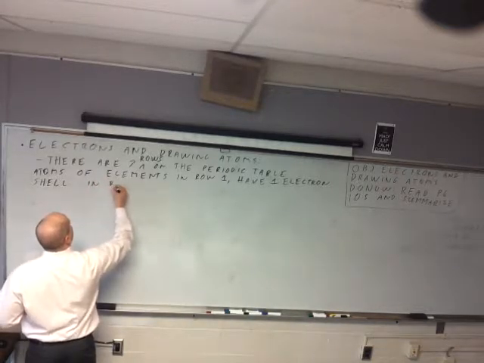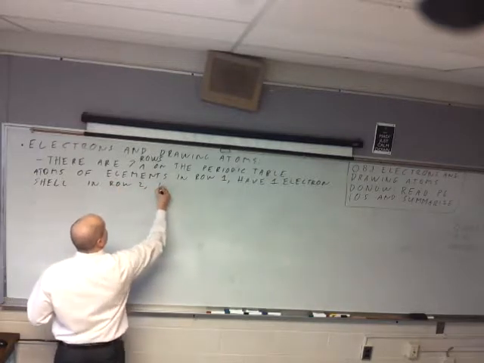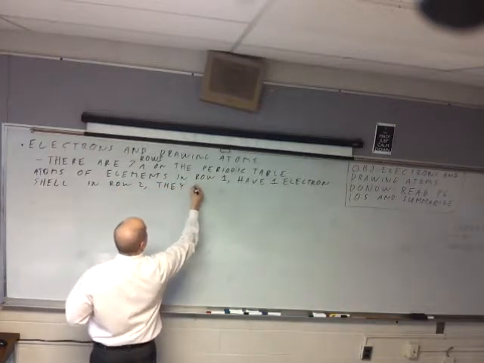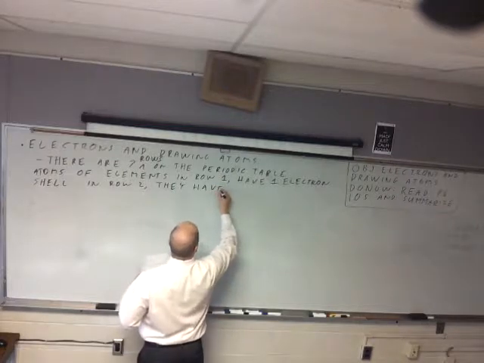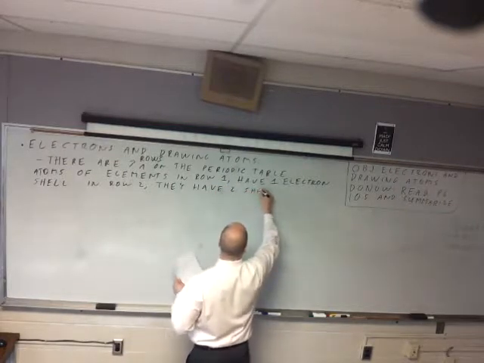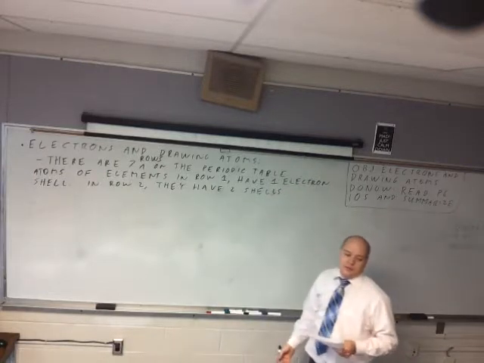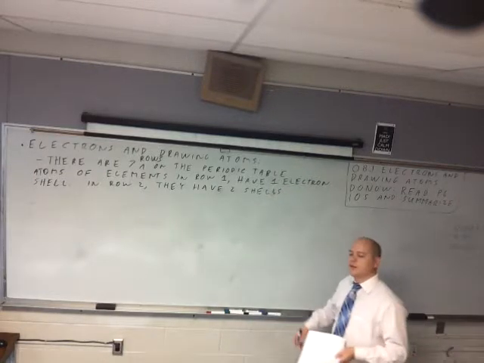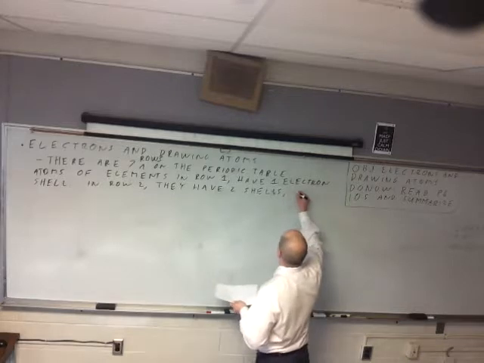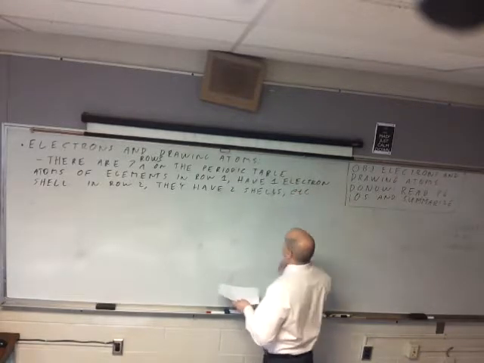In row 2, they have 2 shells. In row 3, they have 3 shells. In row 4, they have 4 electron shells, so on and so forth. I'm just going to write etc. You get the idea.